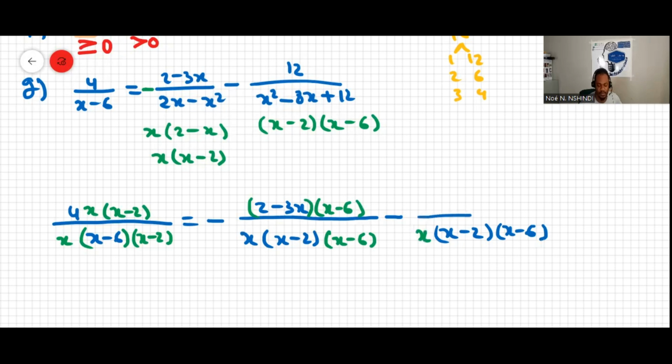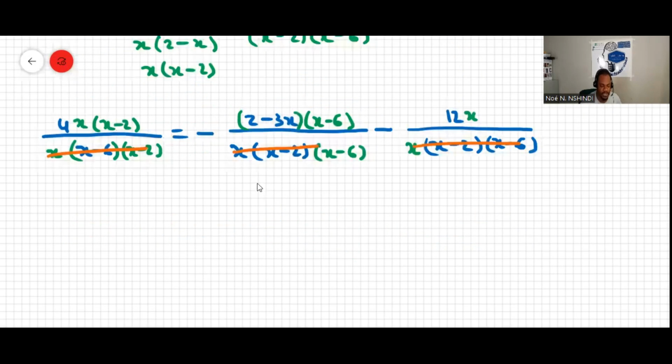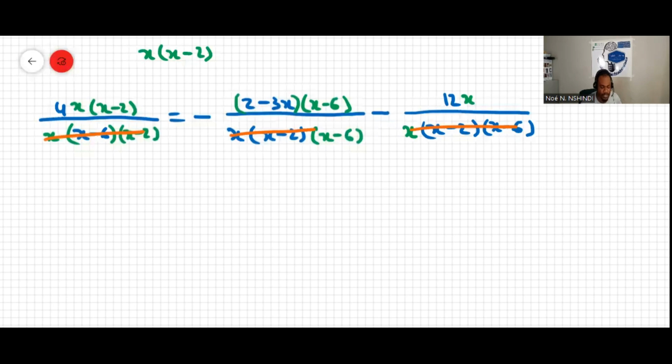Okay, we'll times here by x. And there we have, initially we had 12, and then we times that also by x. Now, the denominators are common. We can just drop the denominators, okay? And then equate the numerators, and then this will be, excuse me, 4x squared minus 8x equal to negative 2x.